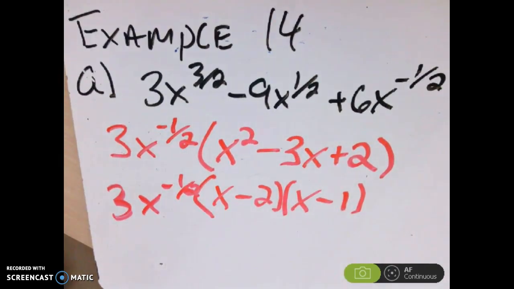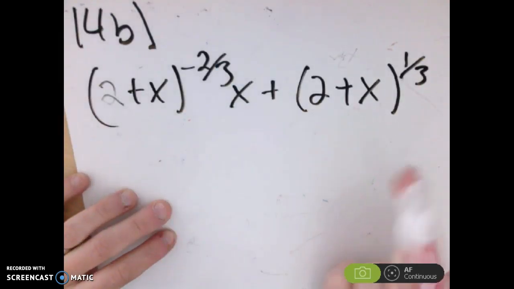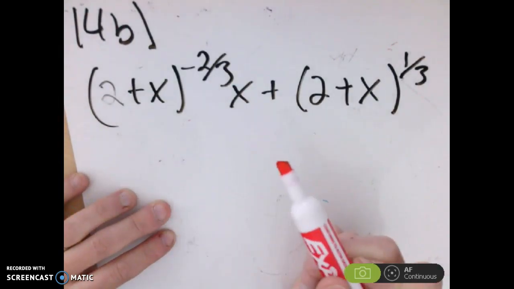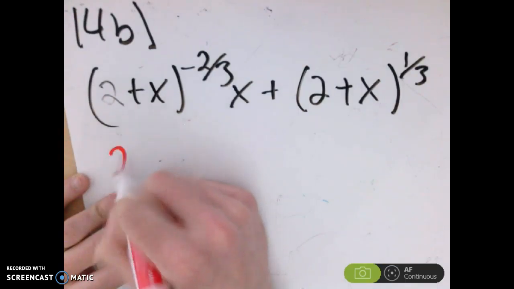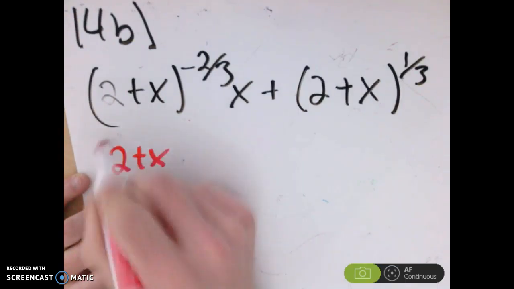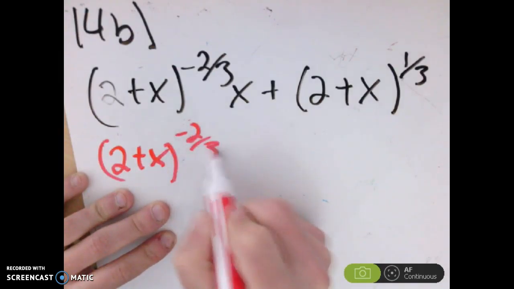Now on to 14b. So now I have one that looks kind of similar to the one before. I have these fractional exponents again. So I know what to do. I'm going to say, well, they both have this 2 plus x. So I'm going to take that out. And my lowest power of 2 plus x is to the negative 2/3.